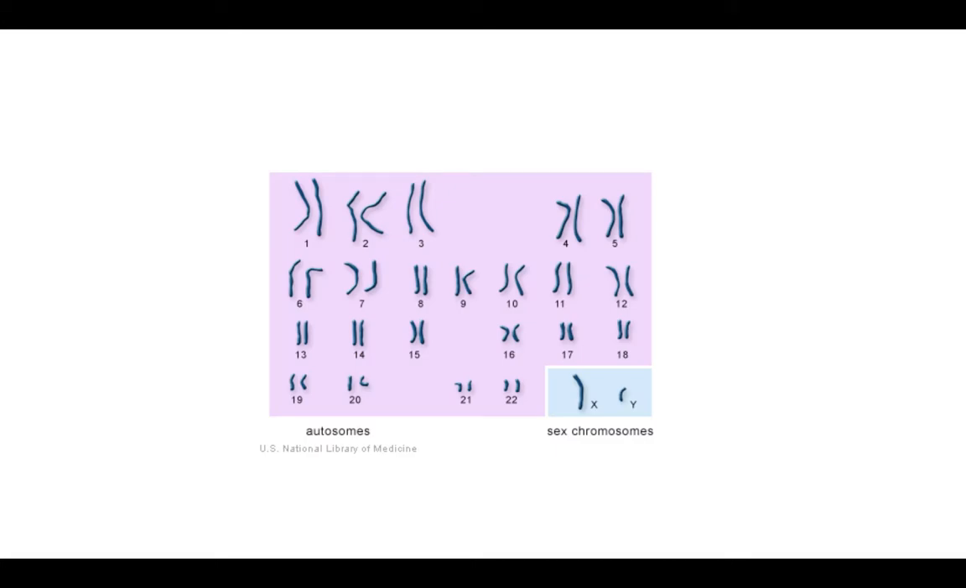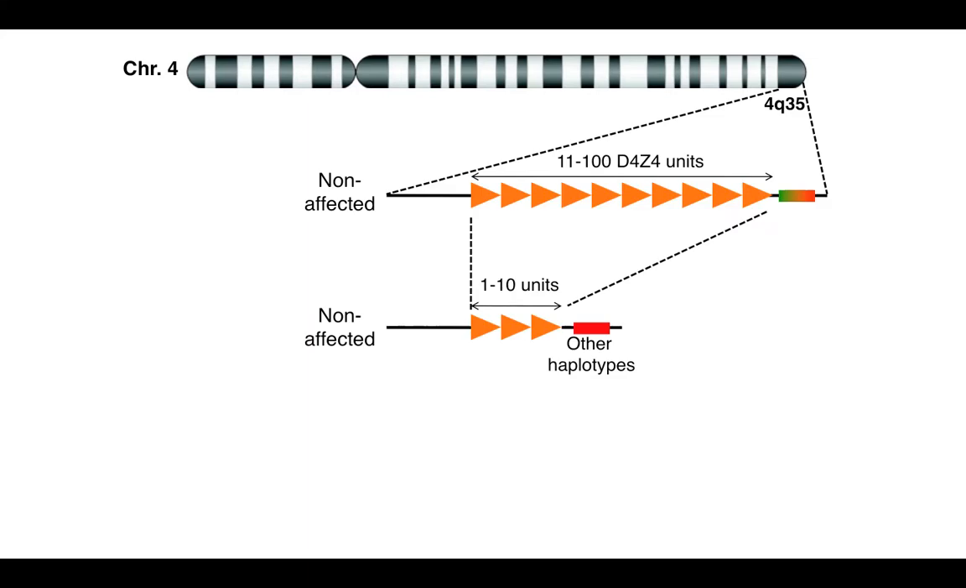In humans, we have 23 chromosomes, 22 autosomal chromosomes, plus 2 sex chromosomes. Patients with FSHD have changes to chromosome 4. At the tip of this chromosome 4 is an area we call 4q35 on the long arm of chromosome 4. In this area, we have what we call D4Z4 units.